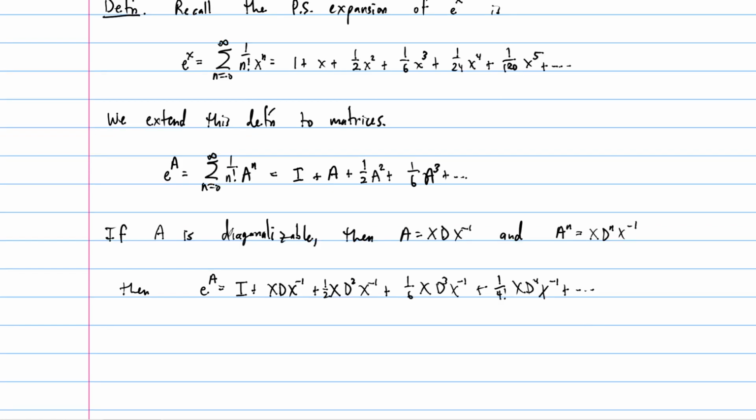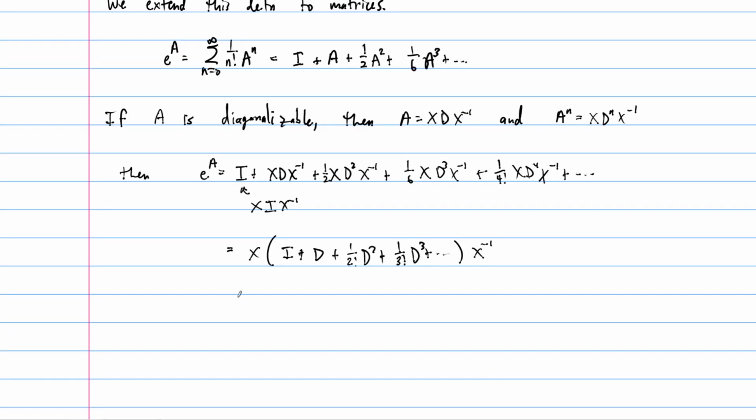And we can see exactly what's going to happen now, as long as we write this identity matrix as X I X inverse. Then we can factor an X out to the left of all of these and an X inverse to the right of all of these. This can be written as X times I plus D plus 1 over 2 factorial D squared plus 1 over 3 factorial D cubed, etc., times X inverse. And this is, of course, equal to X e to the D X inverse.